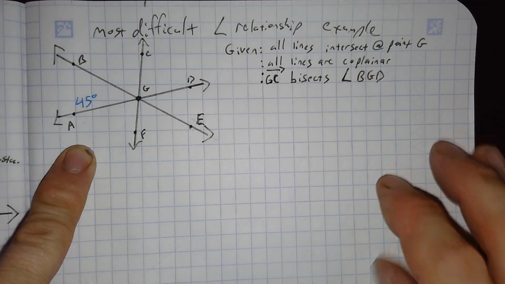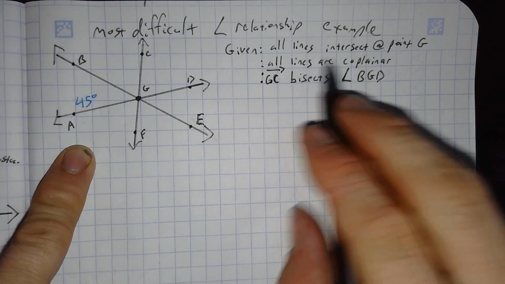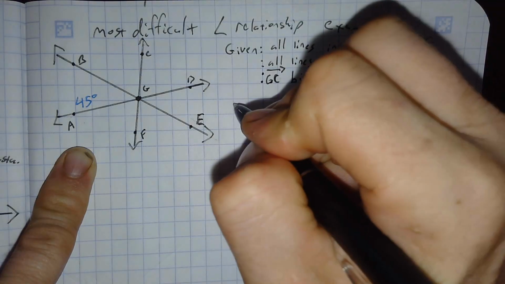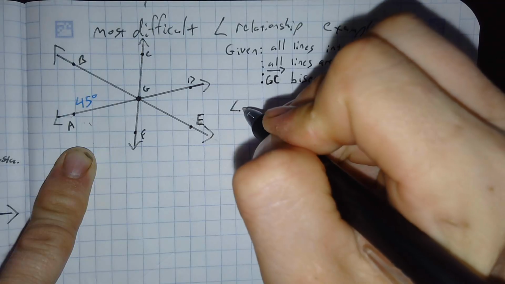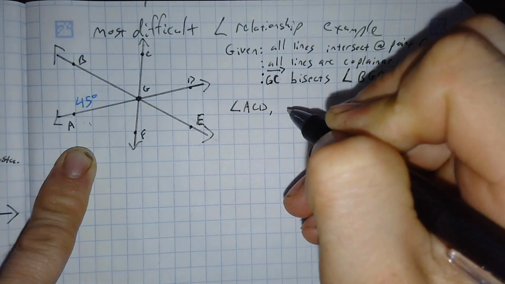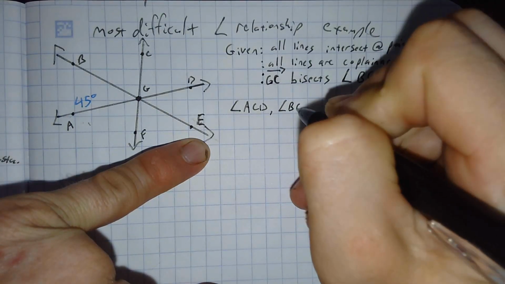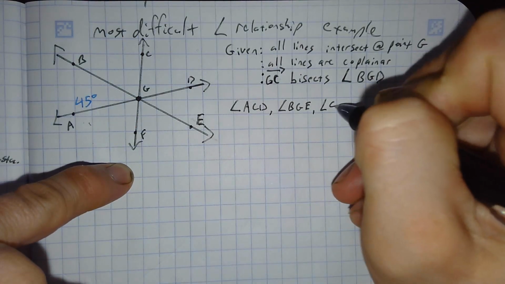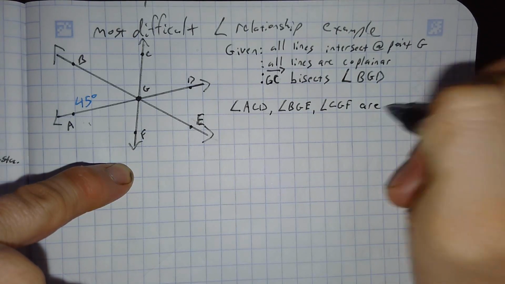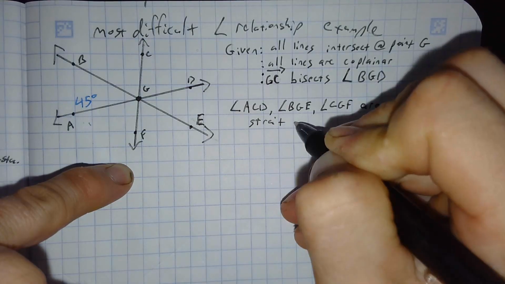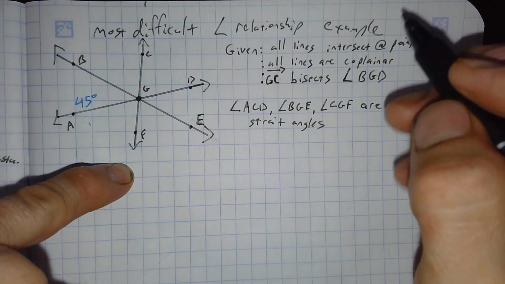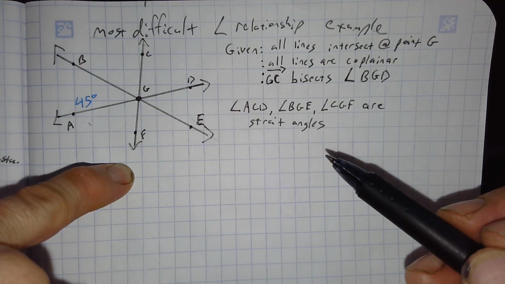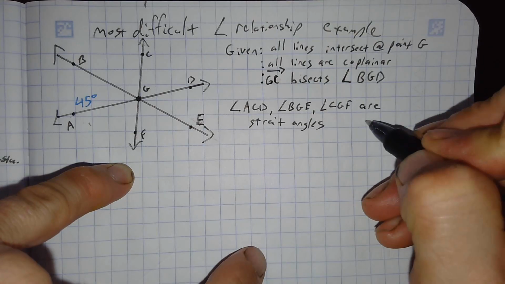Okay, so let me go ahead and write down anything that I can deduce from here. All lines, as well, it says all of these are straight angles, right? So I'm going to go ahead and write that. I'm going to say that angle AGD, angle BGE, and angle CGF are straight angles. I normally don't give my Greek letters to straight angles because straight angles are just pretty basic at this point. All right, so this is given to me.